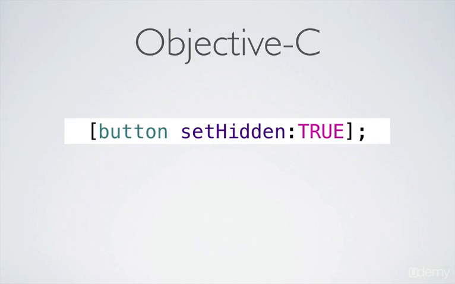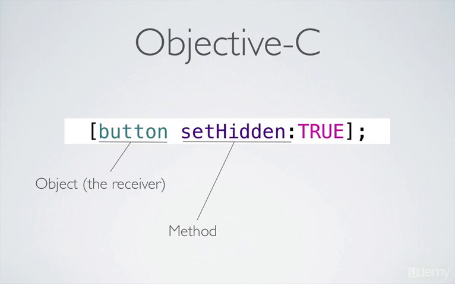If you guess that it hides a button, you're right. Let's break down this line of code. Objective-C messages are enclosed in brackets and end in a semicolon. The first part of the message is the object. In this case, that's the button. The second part tells the object what to do, and that's called the method.